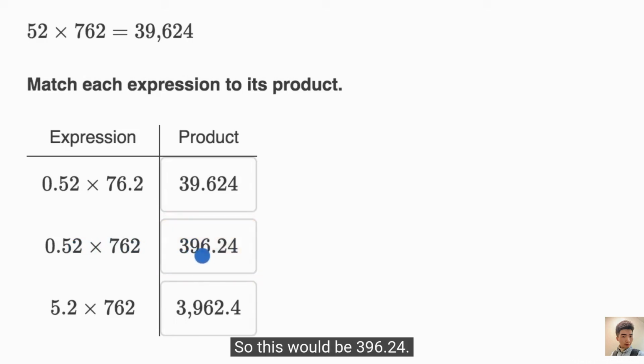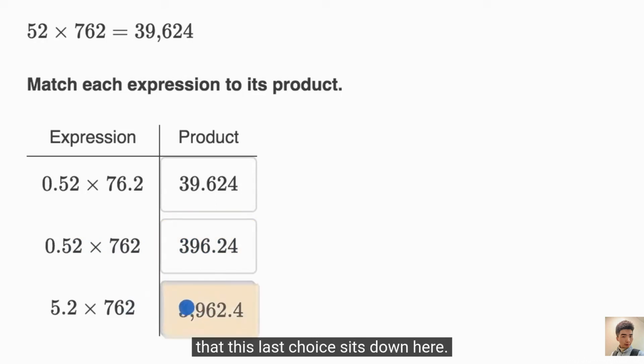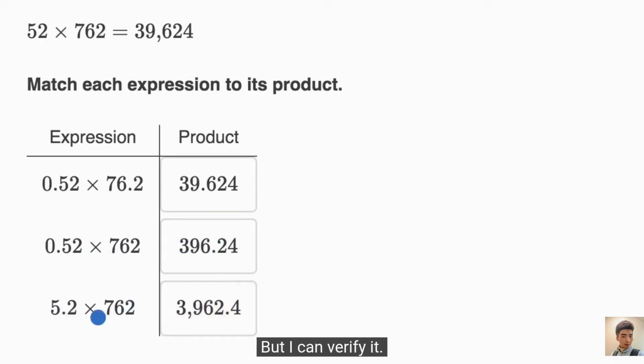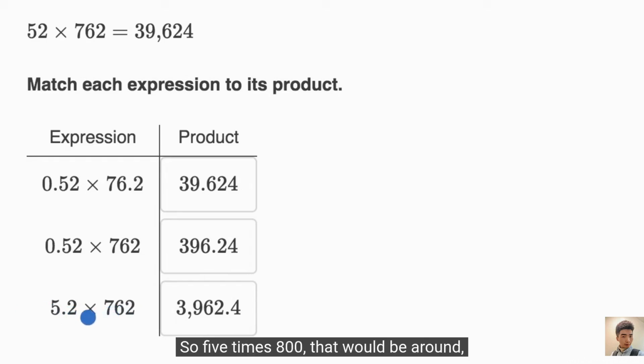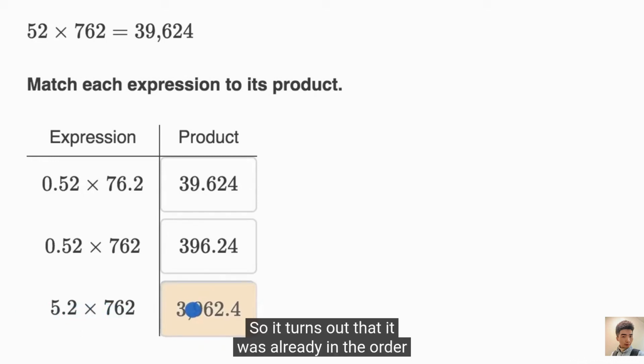So this would be 396.24. It definitely wouldn't be the 3,962.4. So I'm already feeling good that this last choice sits down here. But I can verify it. 5.2, well, let's just say that's roughly 5. 762, let's say that's roughly 800. 5 times 800 would be 4,000. So we would expect this expression to be close to 4,000, and indeed, that's what the choice is. So it turns out that it was already in the order that we needed.